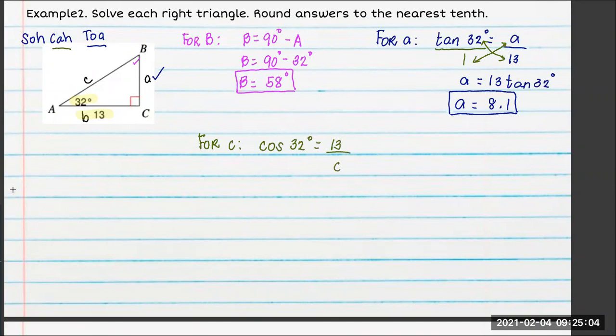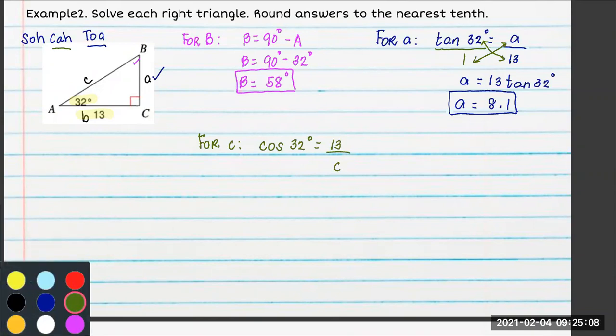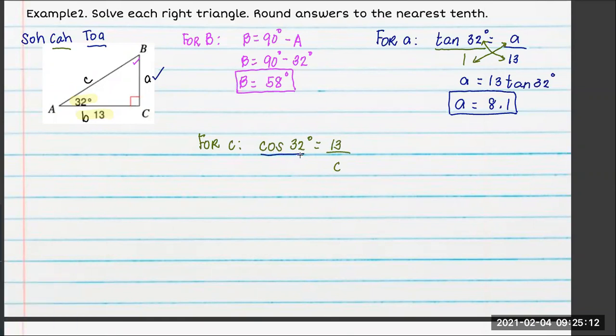Okay? So again, we cross multiply. So let's put over 1 right here. Okay, and let's cross multiply. I'll start with the C on the left side. So you have cosine 32 times C. That would be C cosine 32 degrees, right? And then 13 times 1 will give you 13.